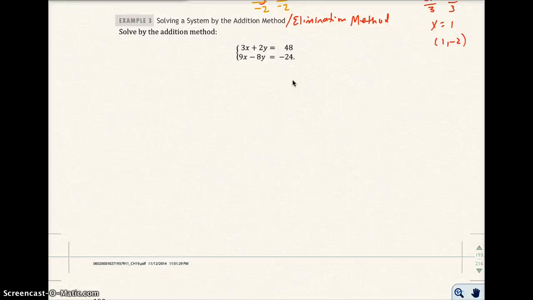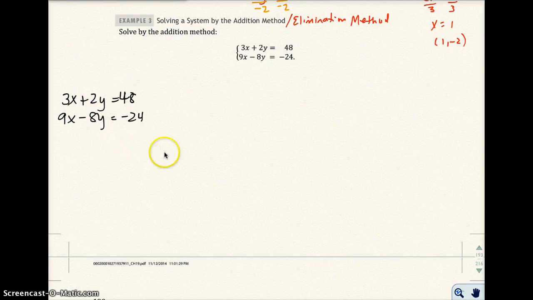So I'm going to recopy this problem here. 3x plus 2y equals 48, and 9x minus 8y equals -24. So you want to be able to add these and have them eliminate. So what I'm going to do is ask you which variable you want to eliminate. You want to eliminate x or y. It doesn't matter which one you do.